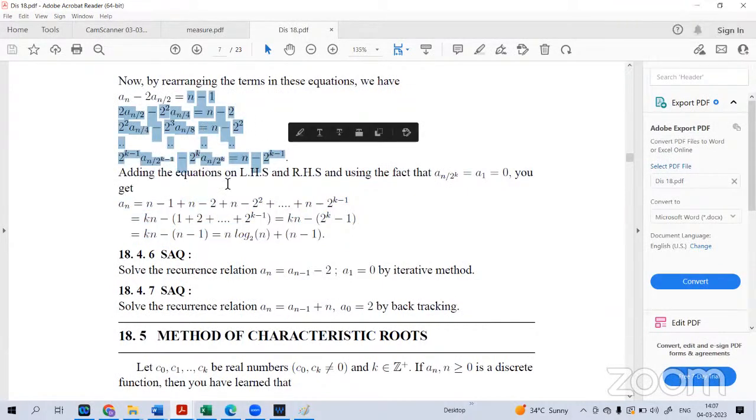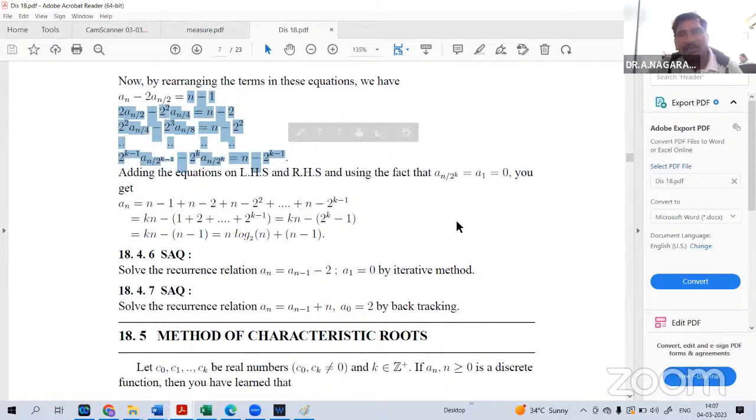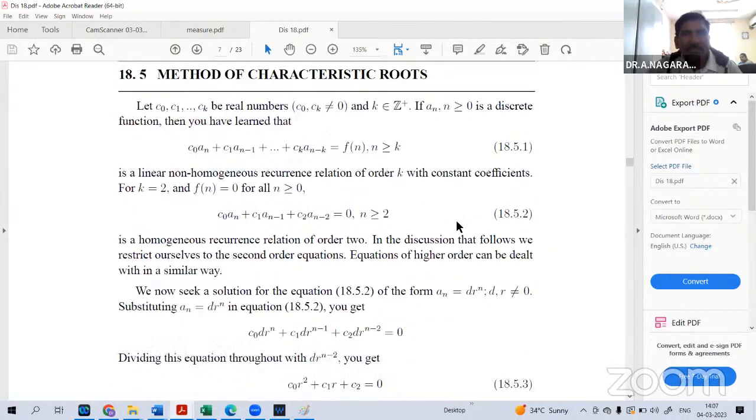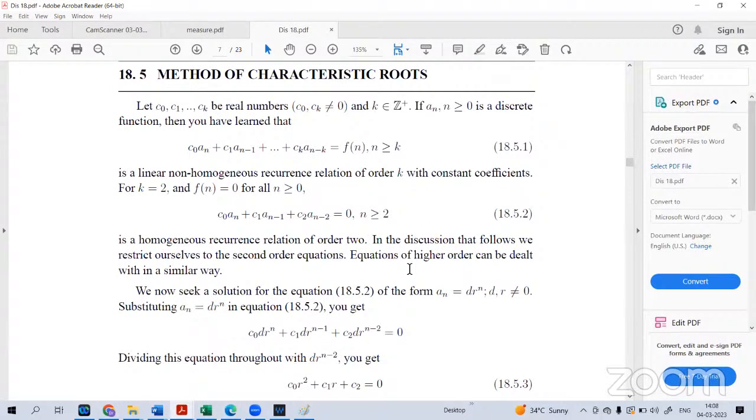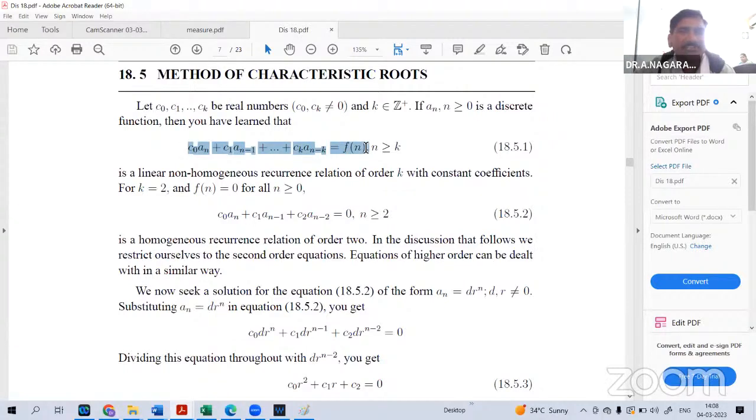Adding up all I am getting, so this is one of the ways I will get the solution. Next, just now I mentioned the characteristic method. What is a characteristic method? It is based on the degree. I said that you write x square plus x cube like that. We can write this, and this is considered a recurrence relation.